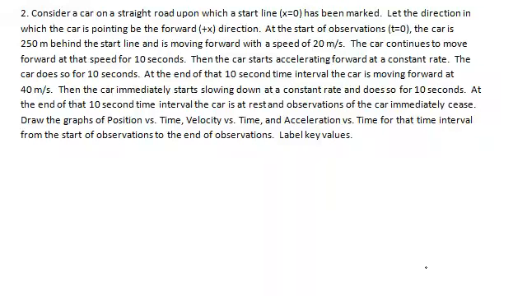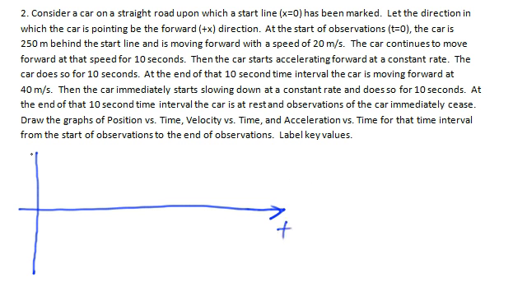Solve this linear motion problem. We've got to get a graph of x versus t. Having read it, I can see that it starts out behind the start line, so we're going to have negative and positive values for x versus t.